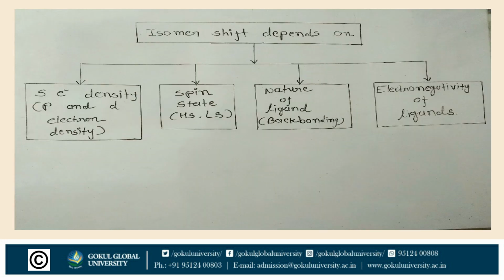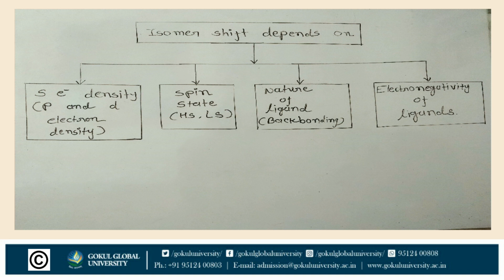So basically, the isomer shift depends on four things. First one is the s electron density, and indirectly, we can say p and d electron density. Second thing is the spin state. It means the high spin and low spin state will affect the isomer shift.